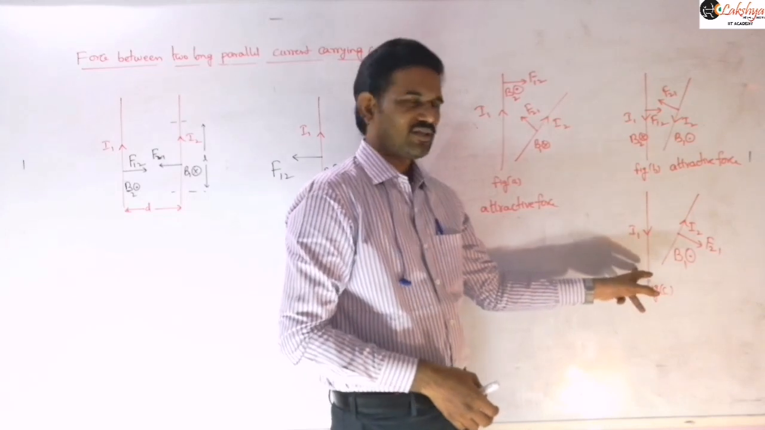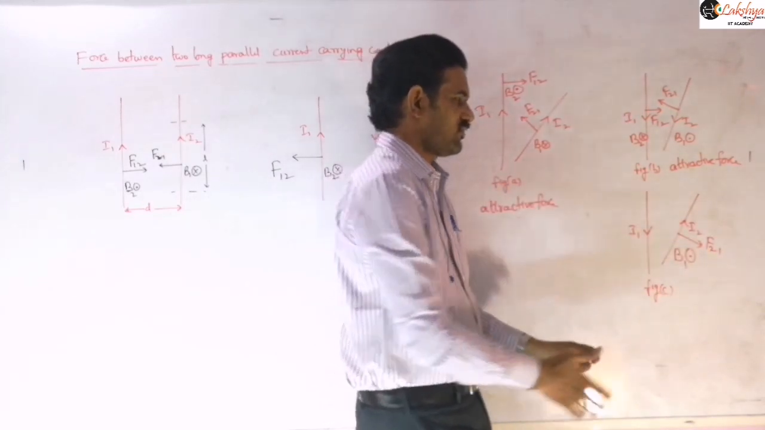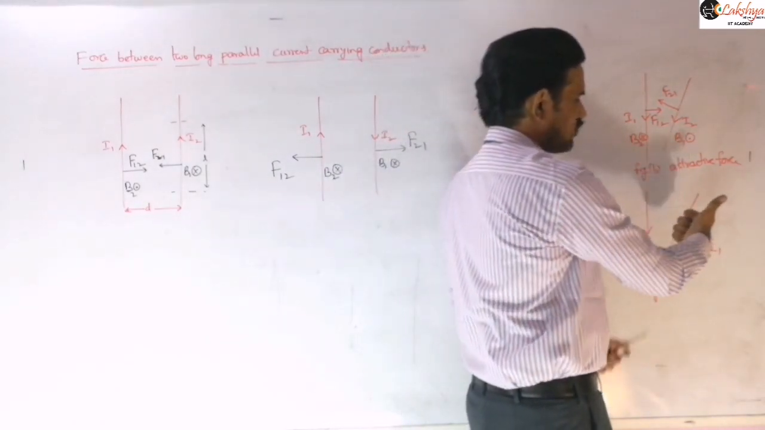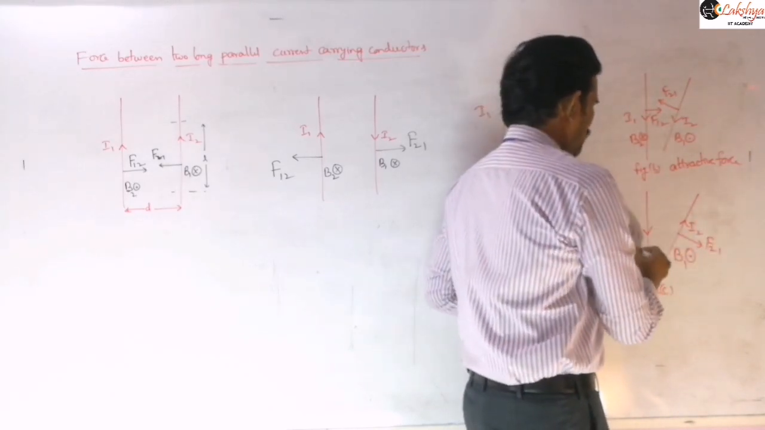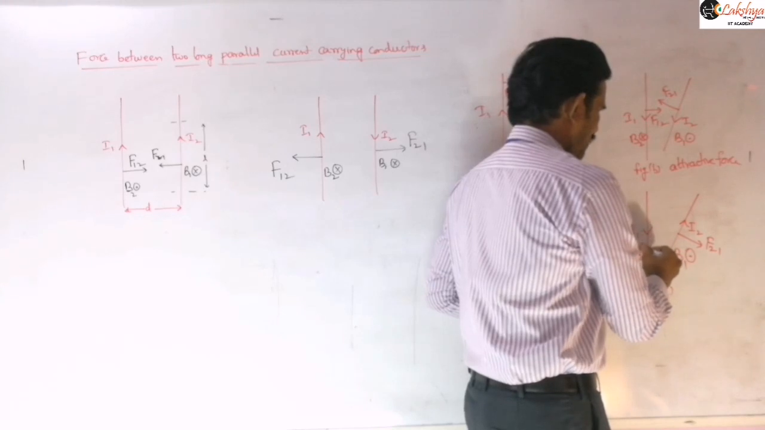And then next let us consider this conductor here. The magnetic field produced by this conductor, I2, will be out of the plane. So that means here B2 will be out of the plane here.